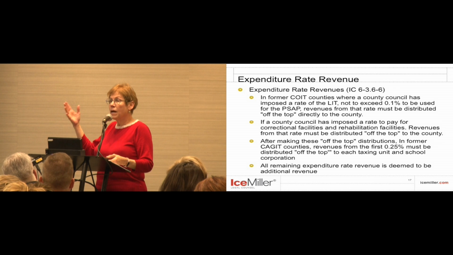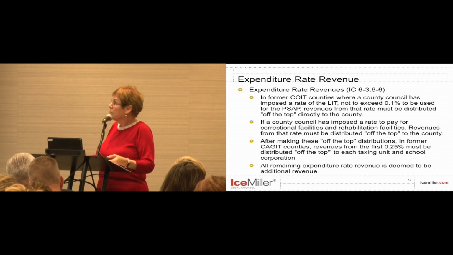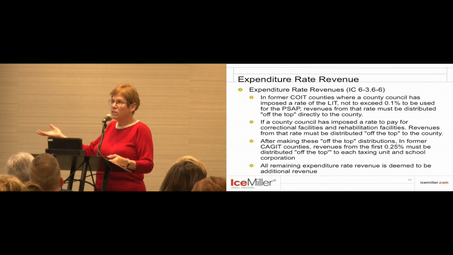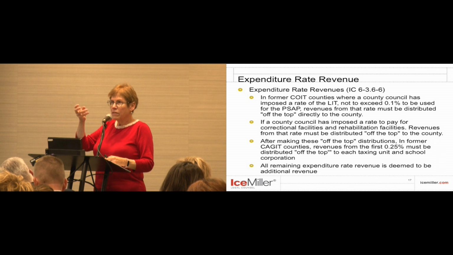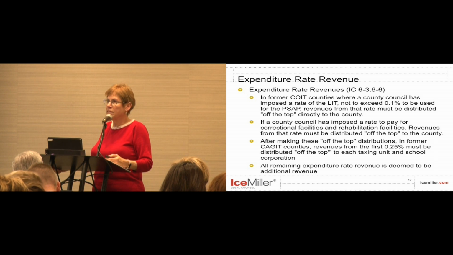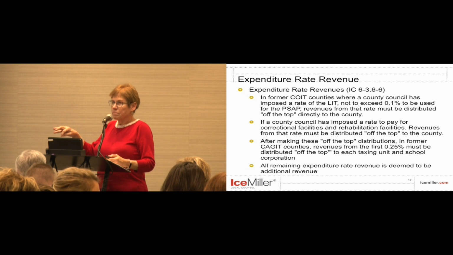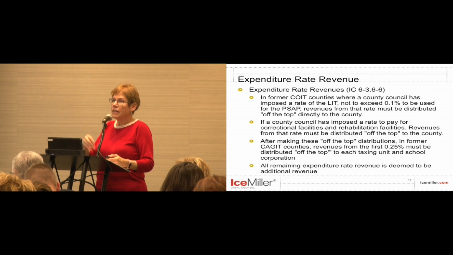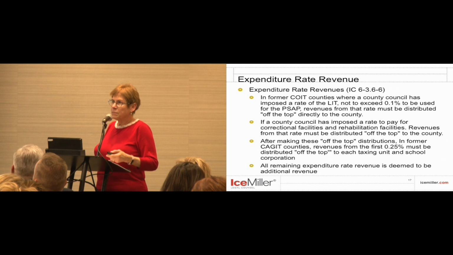And then, as I mentioned briefly, there's an additional 0.2% that can be imposed for up to 20 years for jails and rehabilitation facilities. The revenues from those two taxes are supposed to be distributed off the top. So if the auditor is told there's $20 million coming to the county as a whole, whatever represents the PSAP and the correctional facilities and rehabilitation facilities rate, that revenue comes off the top. And the next thing that comes off, if you're in a CAGIT county, is the 0.25% that gets distributed to all taxing units to help replace property taxes. Everything else that's left is expenditure rate revenue.